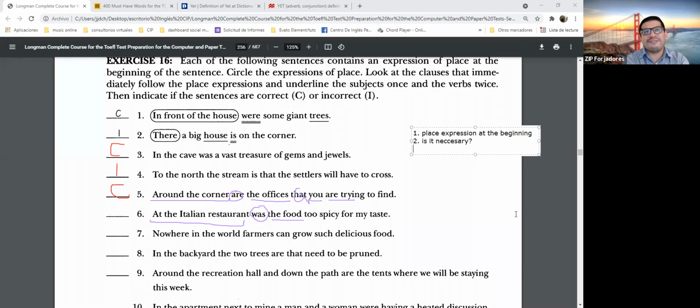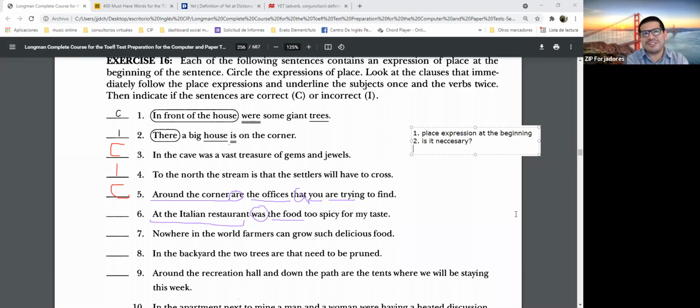It's very different, for example, in number one: some giant trees were, yes, but where they were, in front of the house, is necessary to have meaning. Or for example, number three: the treasure of James and jewels was, yes, but where it was, in the cave, is necessary. Or number five is the same. The offices are, this is the complete clause. The offices are, yes, but where? Around the corner.